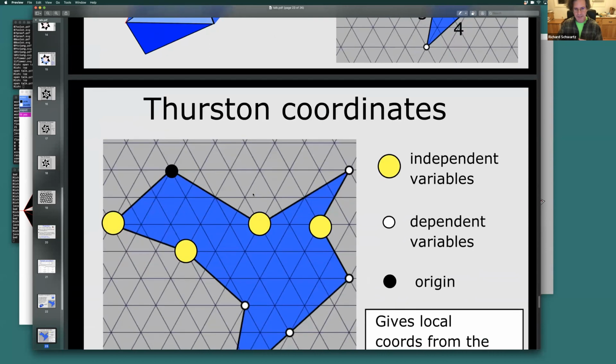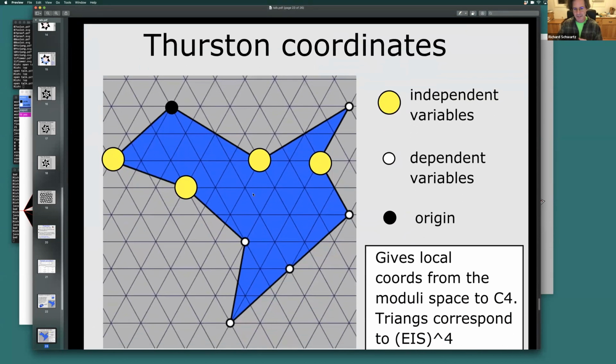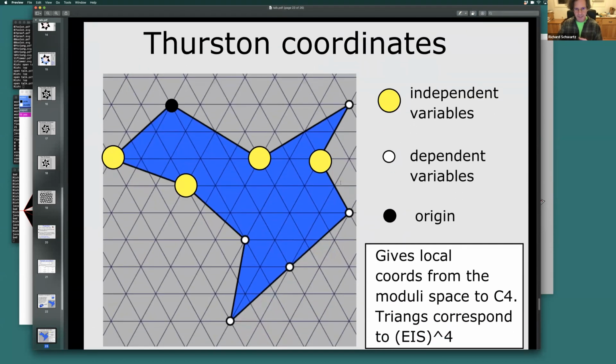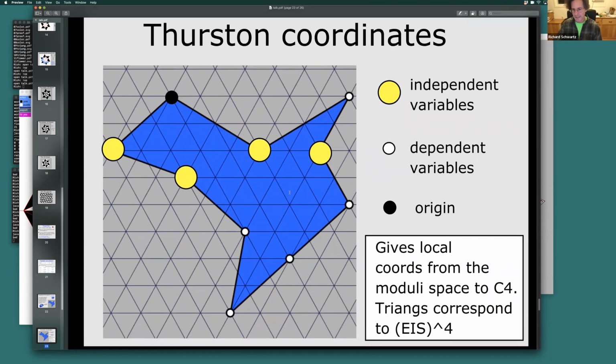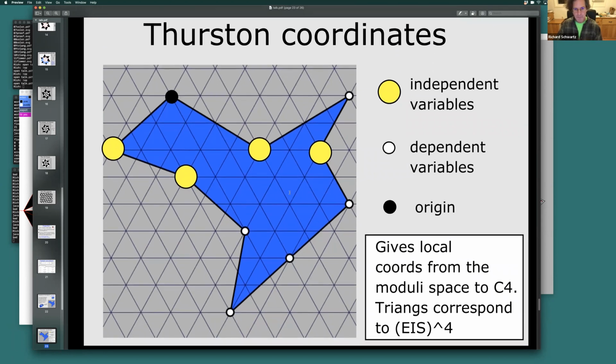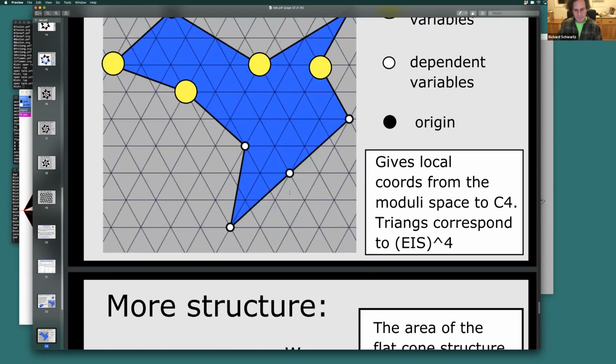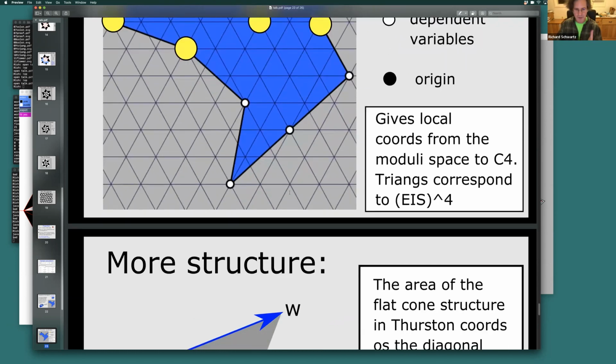Here, I'll just say what I said before. There's Thurston coordinates. You have the independent variables. It's these yellow points. Then you have the dependent variables. And then this gives local coordinates on the moduli space. There's more structure. It's a totally beautiful thing.